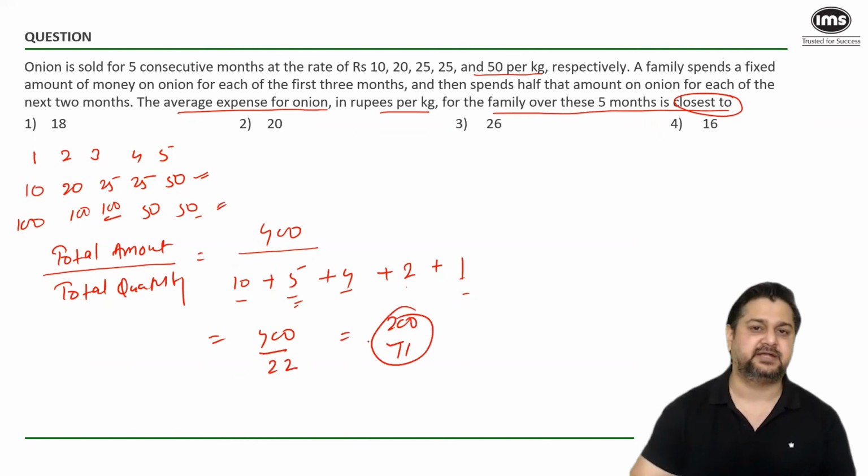As you know, guys, 11 times 18 is 198. So the answer is going to be closest to 18. Hence, we can mark option number 1 as our answer.